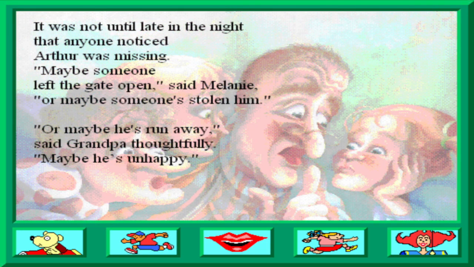It was not until late in the night that anyone noticed Arthur was missing. "Maybe someone left the gate open," said Melanie. "Or maybe someone's stolen him." "Or maybe he's run away," said Grandpa thoughtfully. "Maybe he's unhappy."